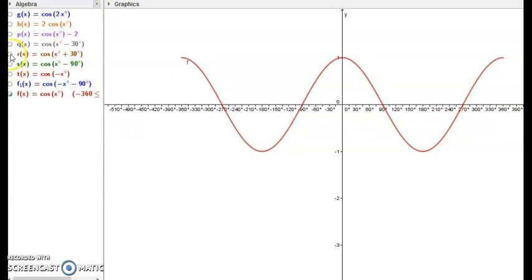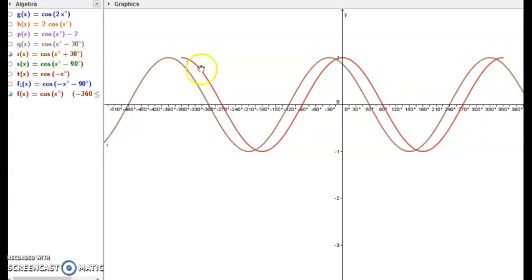Likewise, we get to cos of x plus 30. This one will now shift 30 degrees to the left because everything happens 30 degrees earlier. Because I'm adding 30 degrees to whatever the angle is, it happens 30 degrees earlier. For example, if I'm at negative 30, I'm adding 30, so it will have the same value as cos of 0 degrees, which is 1.